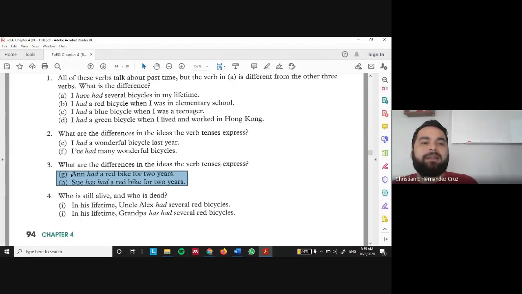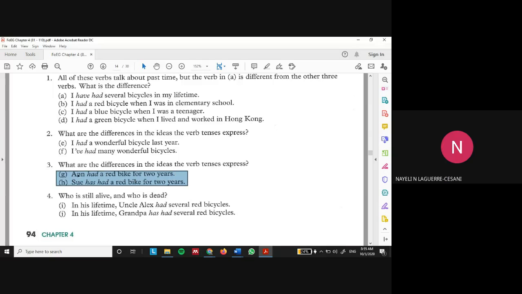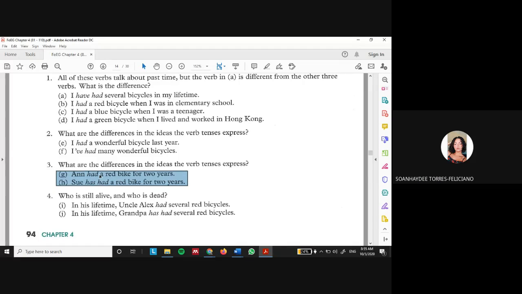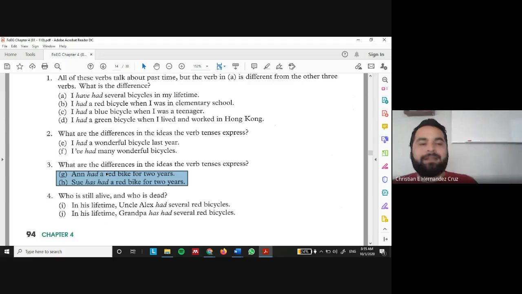So, vamos a traducir. Anne had a red bike for 2 years. Una tuvo y la otra tiene. Está cerquita. So, Anne, yo creo tuvo. Lo que dice la primera es como que ella tenía una bicicleta roja, y la otra dice ella ha tenido bicicleta roja, pues, no sé, creo que es.